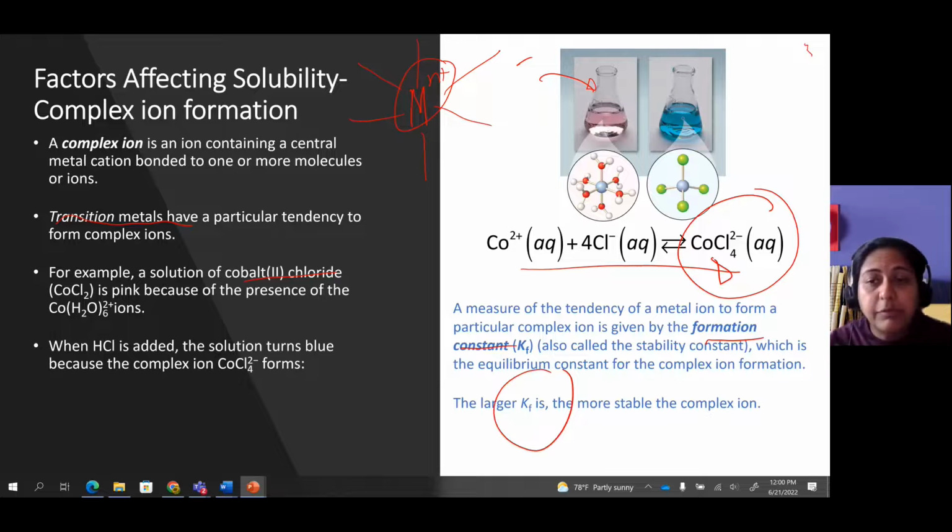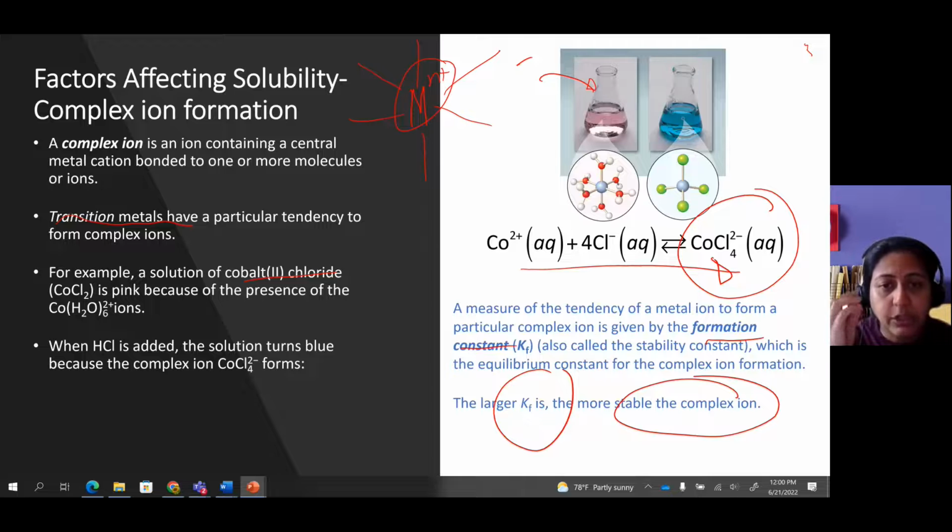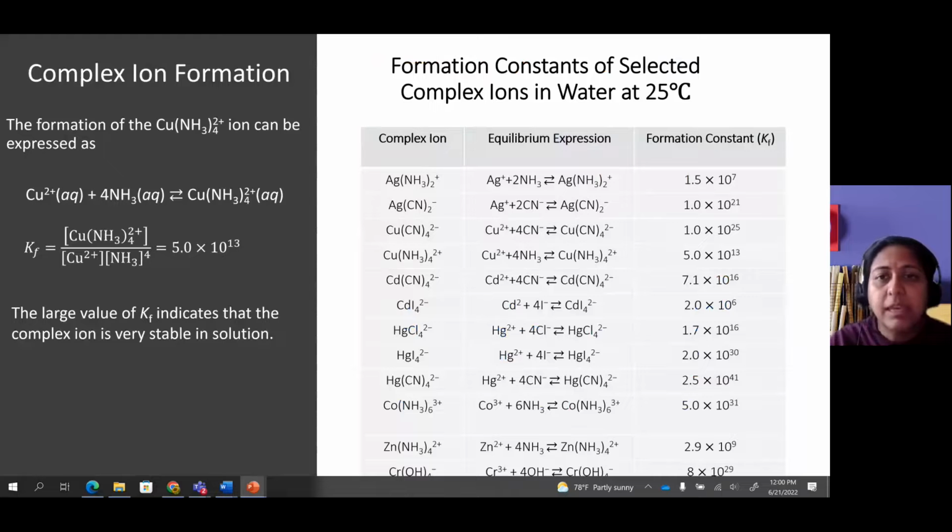If this formation constant is a higher value, it means the stability of the complex ion is also great. If K is a larger value, that means the stability of the complex ion is great. Here you will see some of the formation constants listed for the formation of these complexes. How do we write the metal ion complex?